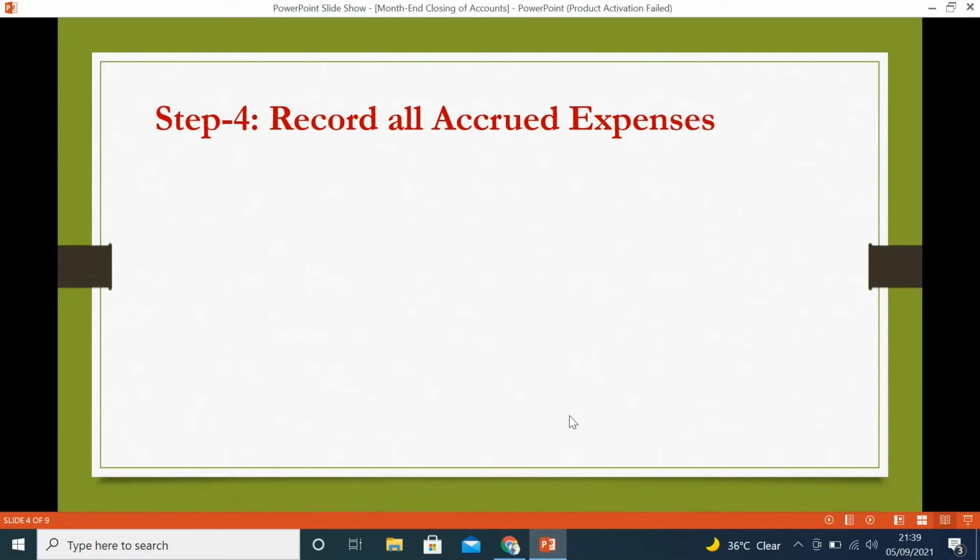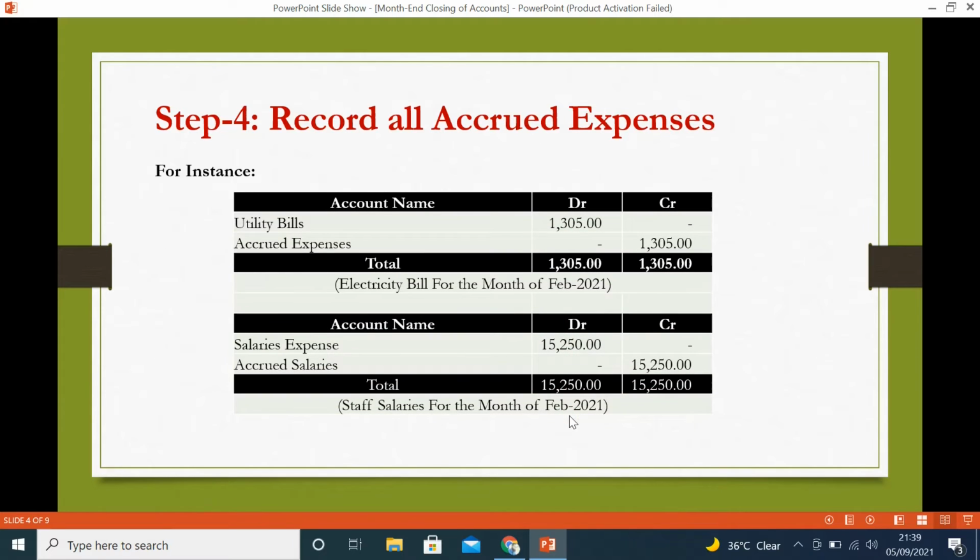On step 4, we need to record all accrued expenses. For instance, like we have utility bills, okay? Normally in routine, we are receiving the bills after the month is finished. So we need to record that expense. We will not record this expense when we have received the bill. We will record this expense in the month to which it belongs.